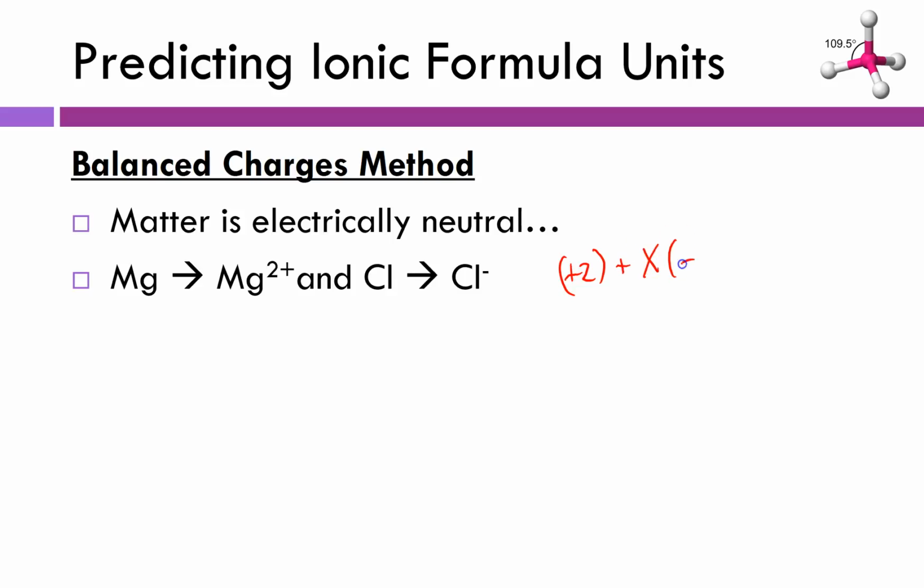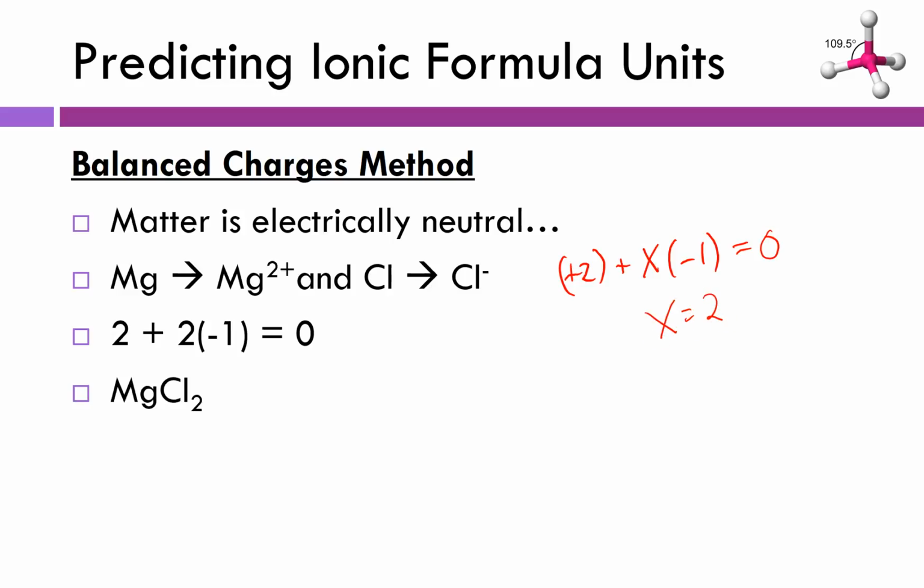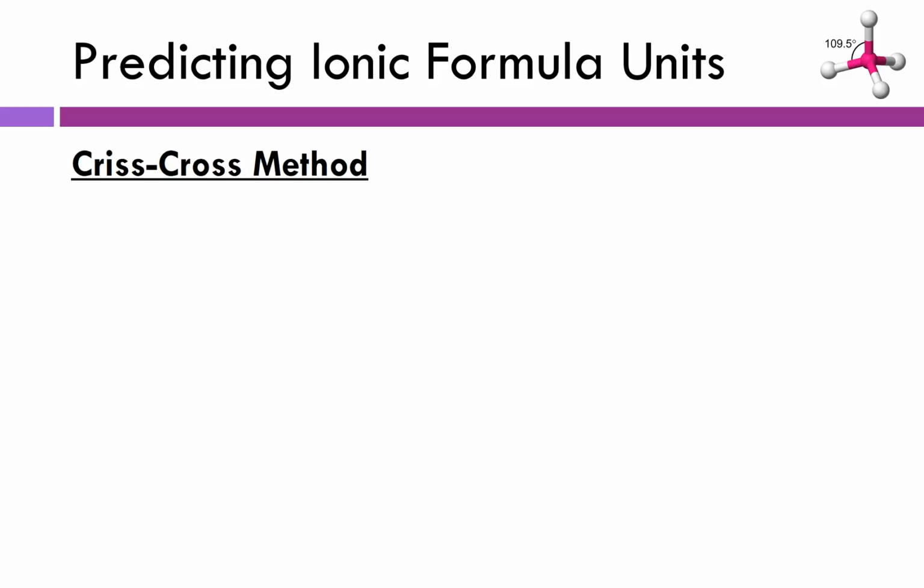I don't know how many chloride ions I am going to need, but I know they better cancel out and equal 0. Hopefully this is really simple algebra, and you can see that x has to be equal to 2. And again, we end up with a formula being predicted as MgCl2.